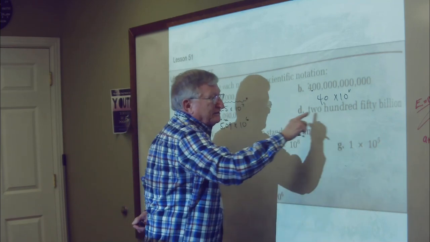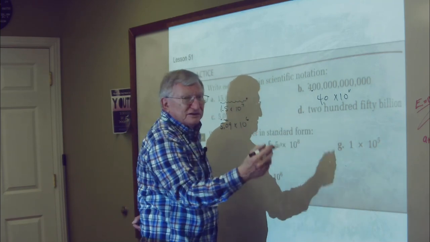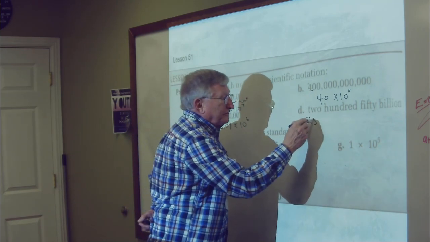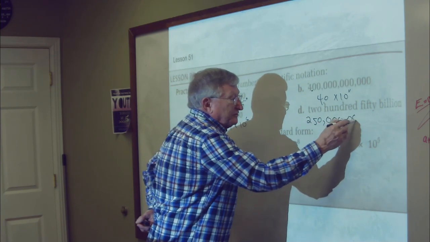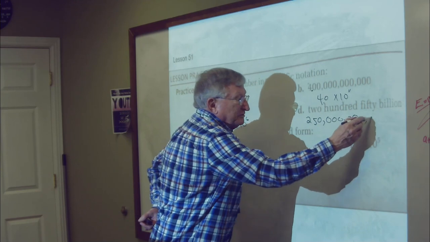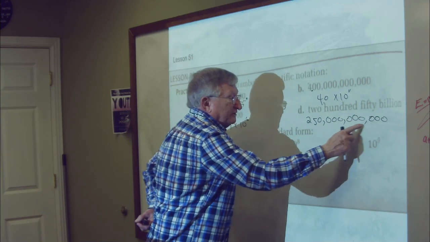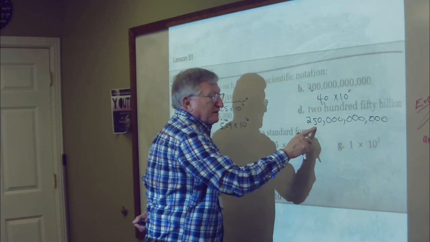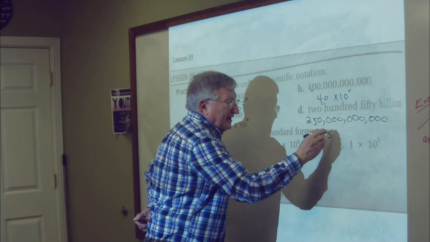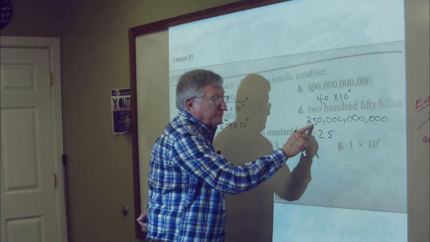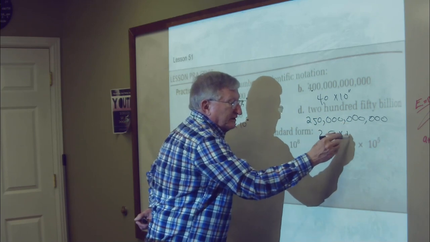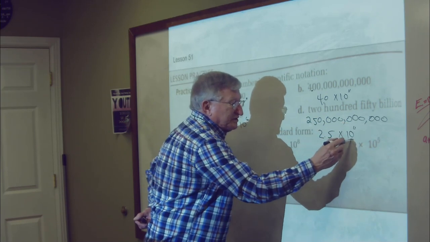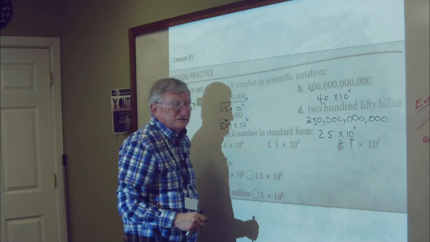If it's written out like this, 250 billion, the thing to do is change it to 250. That would be 250,000. That would be 250 million. And this would be 250 billion: hundreds, thousands, millions, billions. And then you change it to 2.5. So there's one digit to the left of the decimal. How far did you move it? 3, 6, 9, 10, 11 again, times 10 to the 11. Notice the times 10 is always there. Don't leave that out.